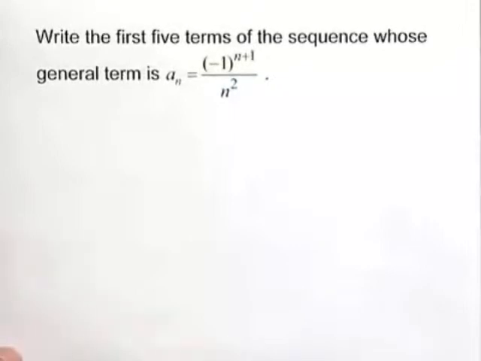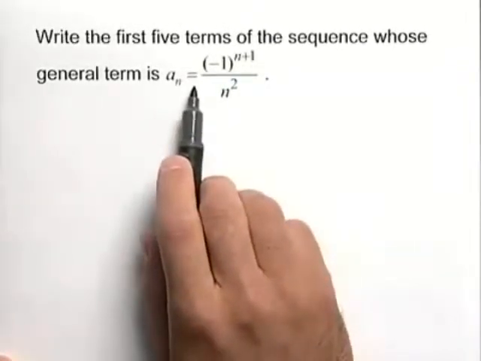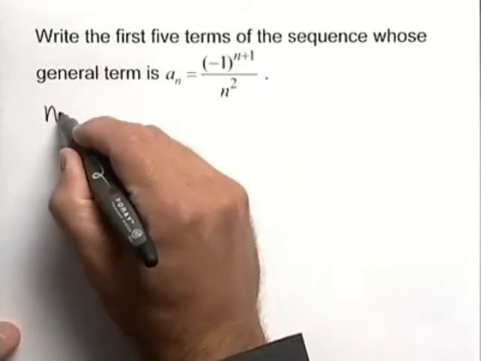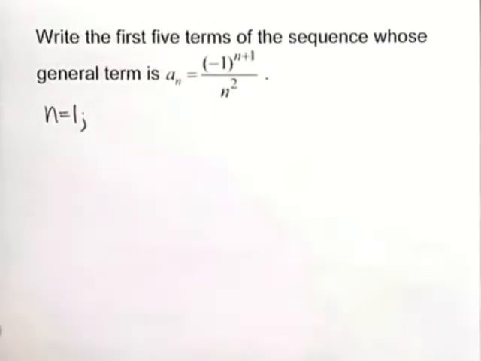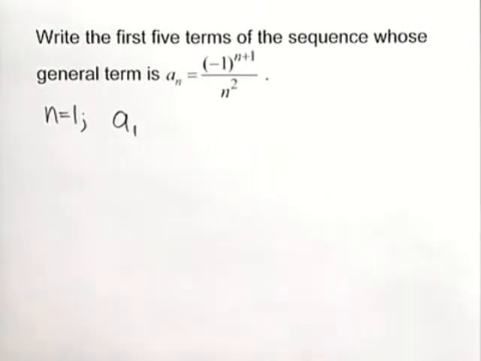Let's use a general term to find the terms of a sequence. We want to find the first 5 terms of the following sequence, given to us as a sub n equals (-1) to the n plus 1 power, all over n squared. A good way to think of this is the first term will always be n equals 1, and we can write that as a sub 1.